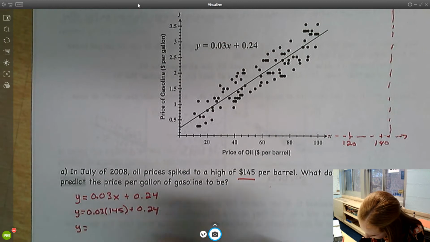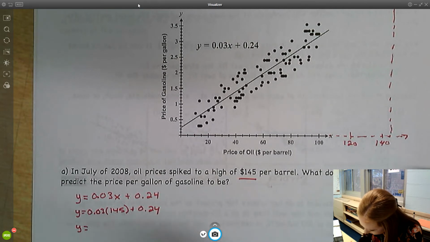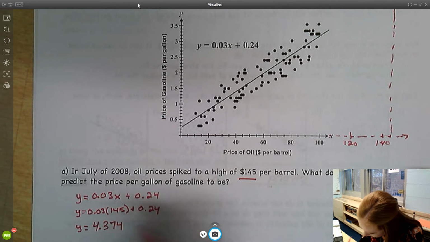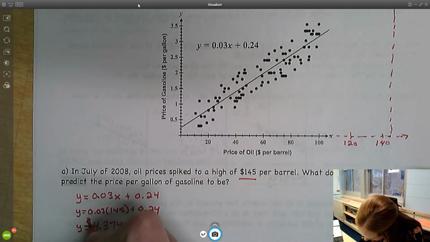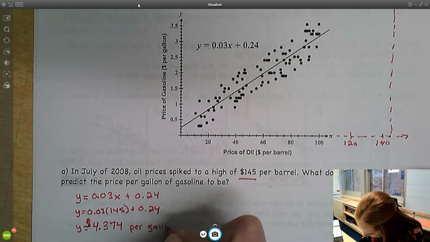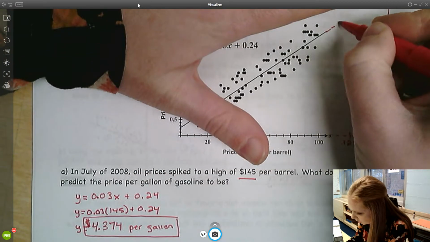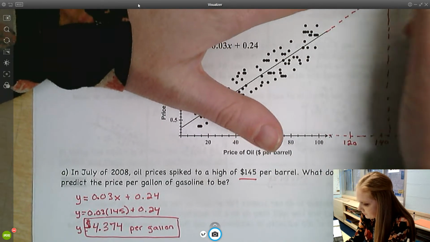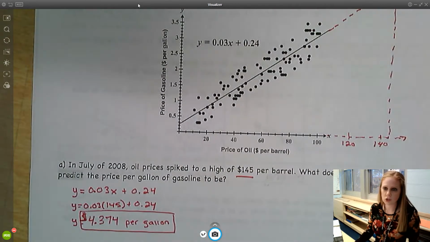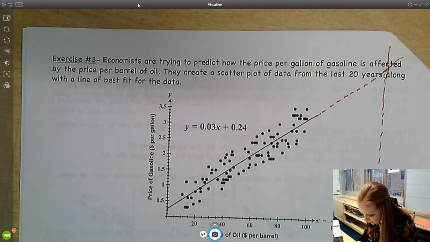And see what we get for the price of gasoline. So 0.03 times 145 plus 0.024 is 4.374 dollars per gallon. Does that make sense? If we were to continue our trend line, it would cross about here, which is above 3.5. That makes sense. Okay. How would you rank the fit of this model?